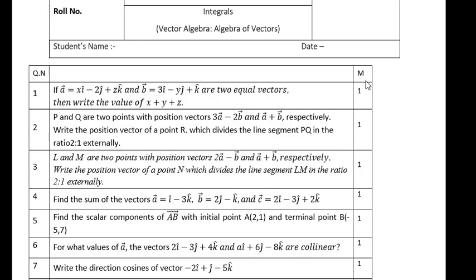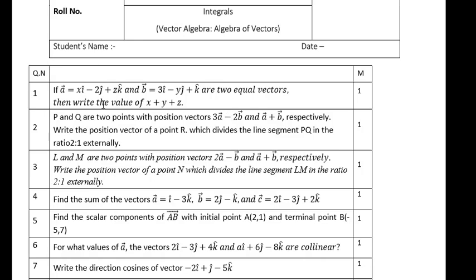The first problem is, if a bar is xi minus 2j plus zk and b bar is 3i minus yj plus k are the two equal vectors, then write the value of x plus y plus z.